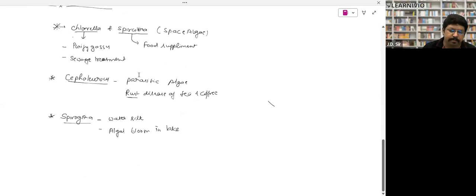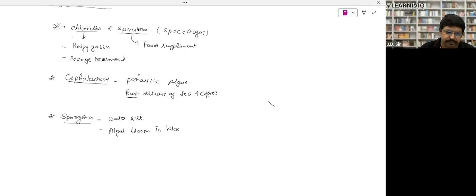Economic importance. So economic importance I have already discussed, that Spirulina and Chlorella, both examples have been asked in a question. That's why I have made a star over here. Chlorella purifies the gases, and it is used in sewage treatment plants. Spirulina is a food supplement. It is called a superfood. Both Chlorella and Spirulina are called space algae. Why? Because in space, tablets of Chlorella are used for nutrition, and Spirulina is used as a food supplement.